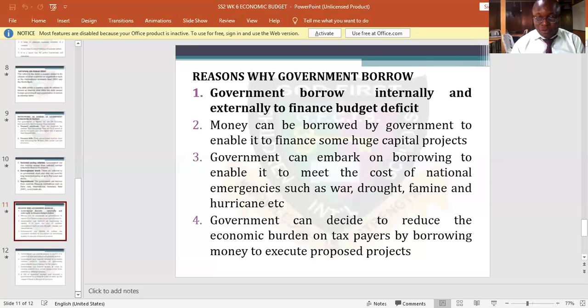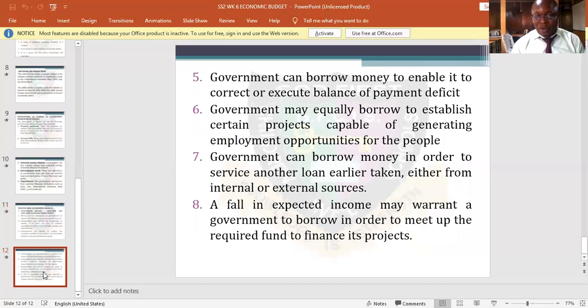Then government can decide to reduce the economic burden. By the time they look at it that the taxpayers are suffering seriously, then the government can decide to borrow so that the borrowing will relieve the taxpayers, and they can use it to execute some proposed project or some capital project in the country. Then lastly, government can borrow money to correct balance of payment deficit. That's one of the reasons as well. Government borrow so that they can correct or reduce balance of payment deficit.